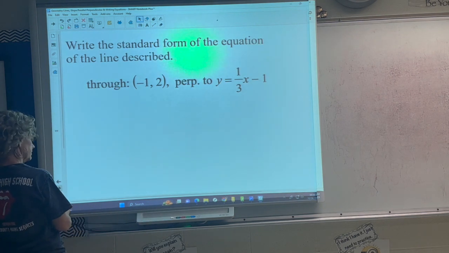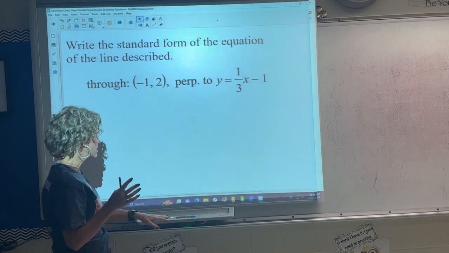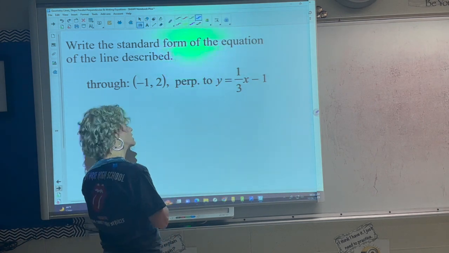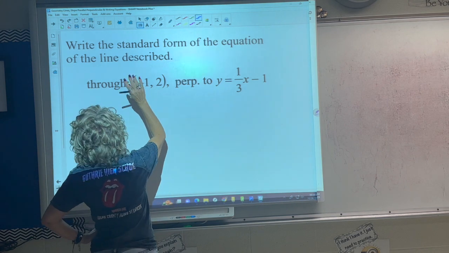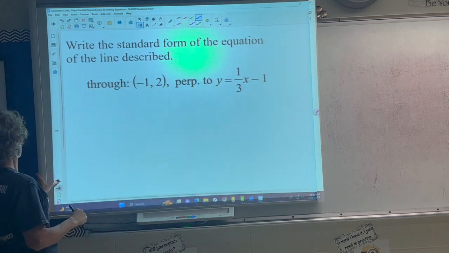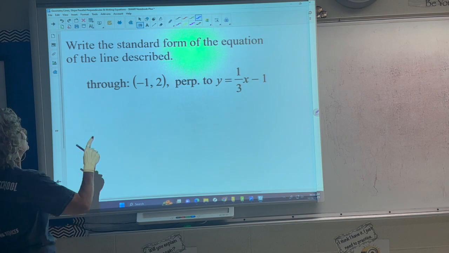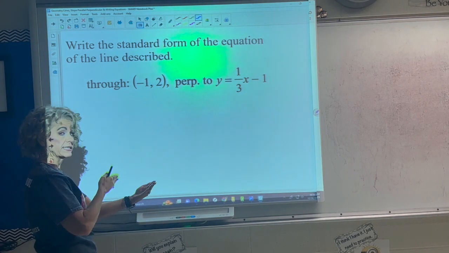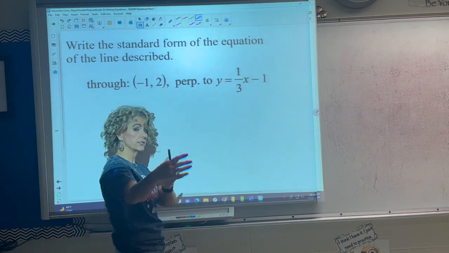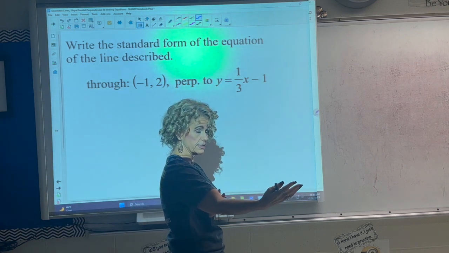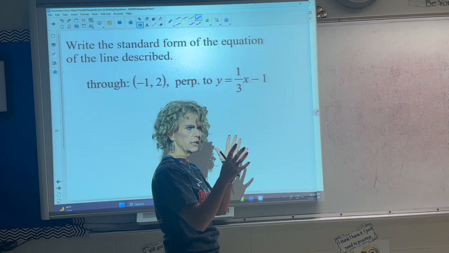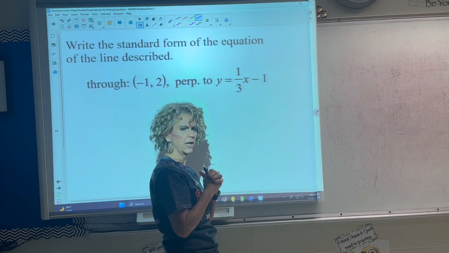Okay, this one, same song and dance, except, and we have to be careful, don't make the assumption it's the same as the other ones. No, it's not. I'm writing it in standard form this time. Standard form, x and y are on the same side. The constant is on a side all by itself, and there's no fractions, and then my x, the leading coefficient, my a value can't be negative.